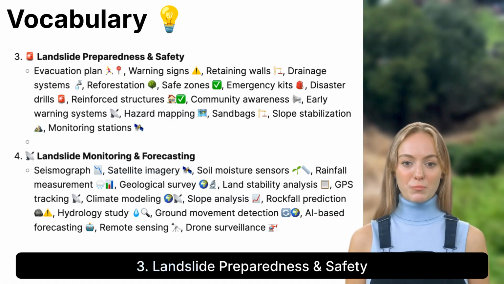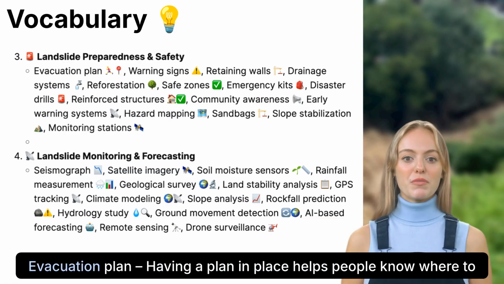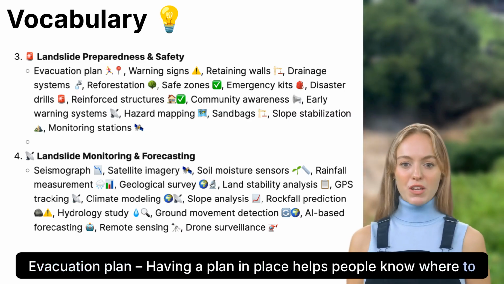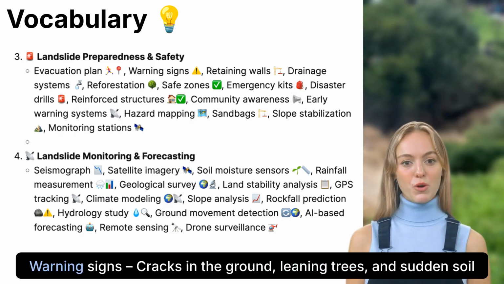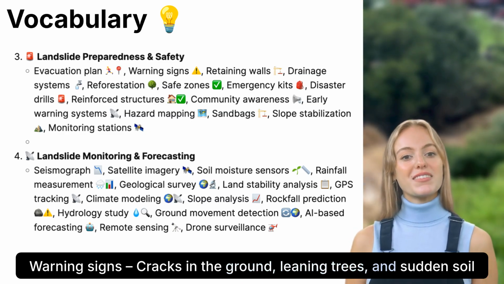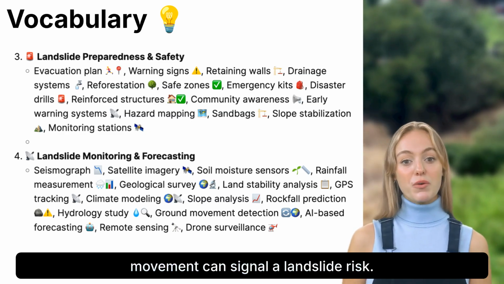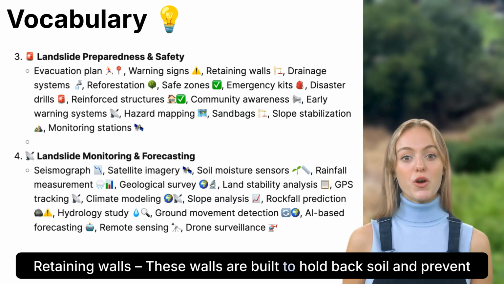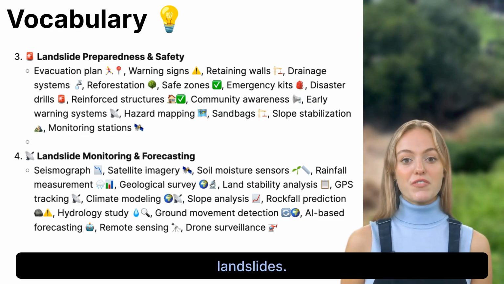3. Landslide preparedness and safety. Evacuation plan. Having a plan in place helps people know where to go in case of a landslide. Warning signs. Cracks in the ground, leaning trees, and sudden soil movement can signal a landslide risk. Retaining walls. These walls are built to hold back soil and prevent landslides.